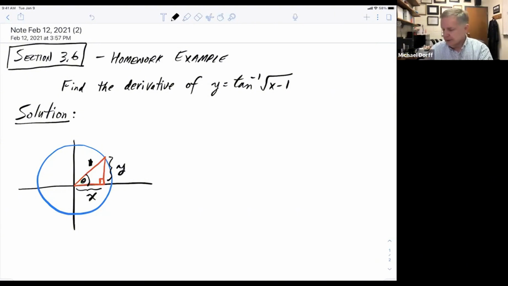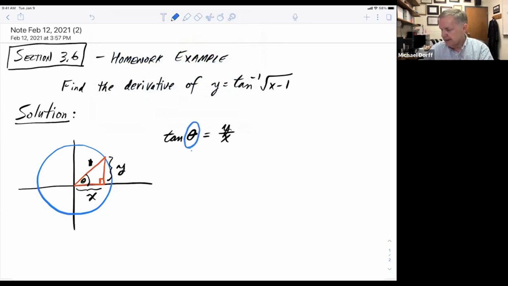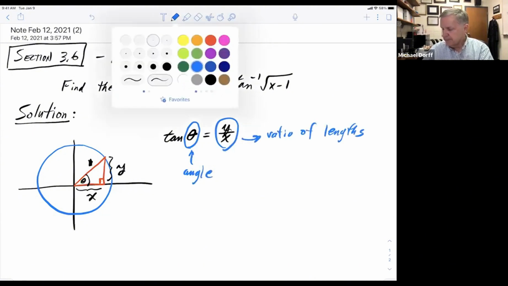So in this particular diagram here, I know that the tangent of theta, because theta is in the triangle there, the tangent of theta equals y over x. And I can think of here that I'm taking the tangent of an angle and I'm getting a ratio of lengths. So what is the inverse tangent?